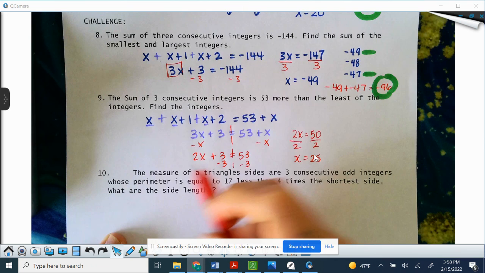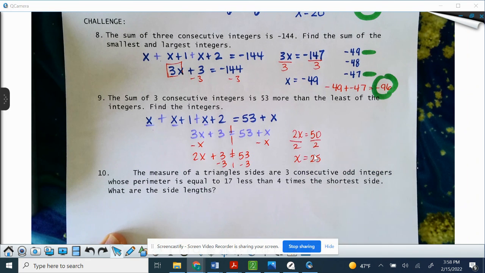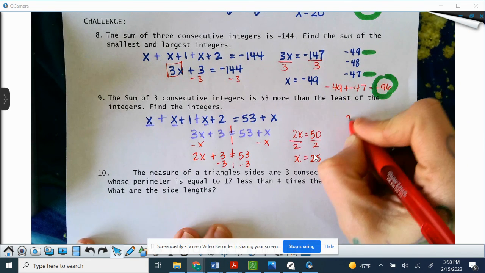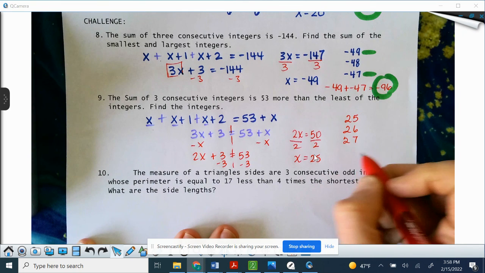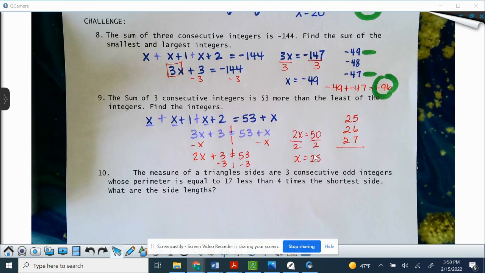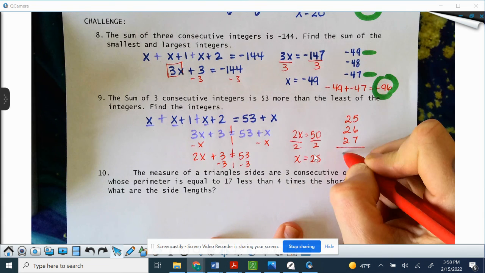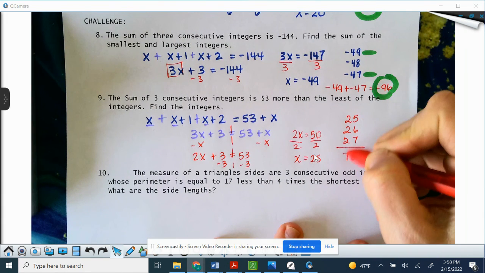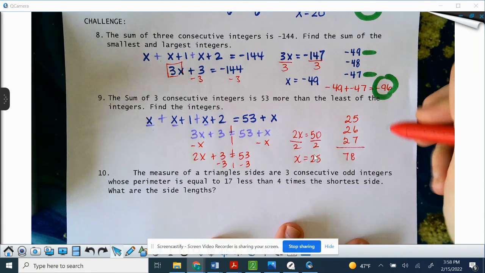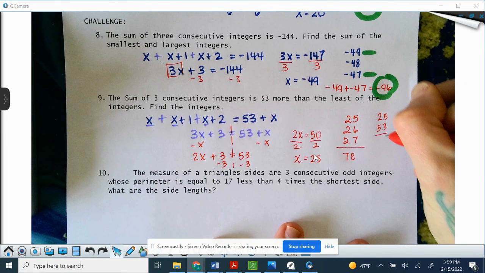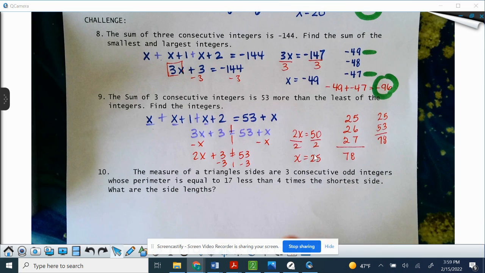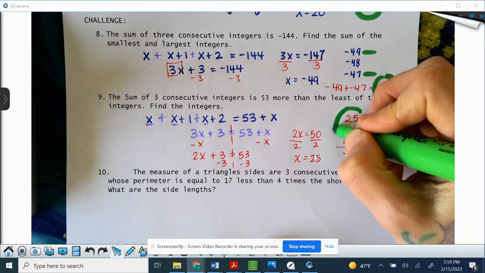So I'm going to figure out what my 3 numbers are. And that's going to be 25, 26, and 27. And if I add all those together to check it, if I want to make sure that I am telling the truth, 25, 26, and 27 does give me 78. And they said that the sum of these 3 should be equal to 53 more than the smallest. So 25 plus 53 is indeed 78. So we did it right. And the 3 numbers are 25, 26, and 27.